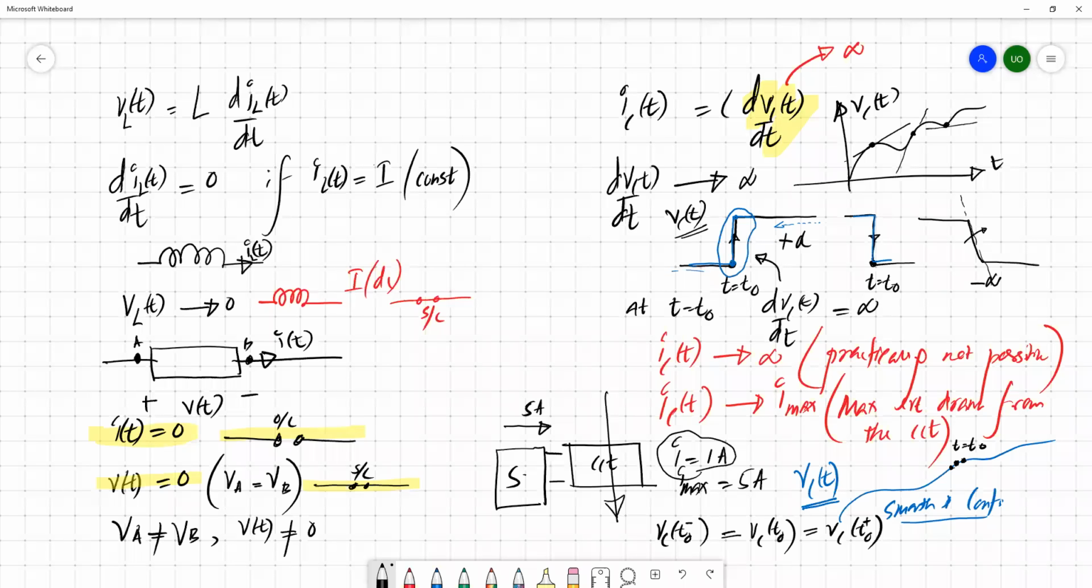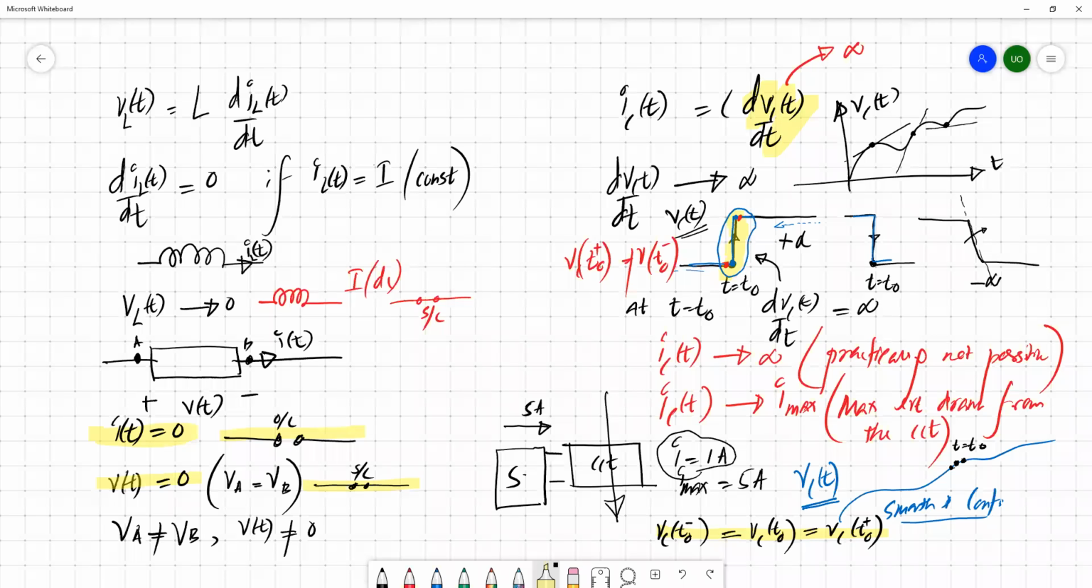If it is like this, we know that t naught plus and t naught minus are not the same. So t naught plus is this, t naught minus is this, and these are not equal. But if it is smooth and continuous, we can claim that the voltages at these points, t naught minus, t naught plus, and t naught, are equal.